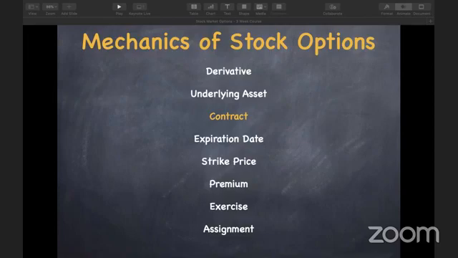Please feel free to put it in the chat box and or unmute your microphone. But you have to really be comfortable with all of the terms on this screen to be able to trade stock options successfully. If you need to screenshot it and go and look up some of these words at a later time, I encourage you to do so.